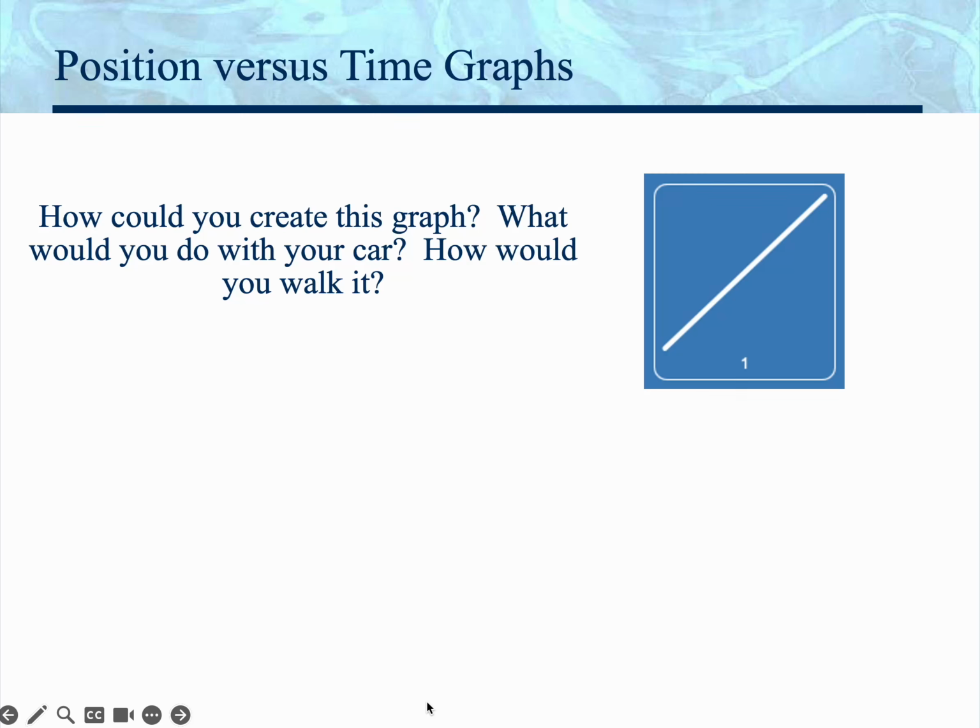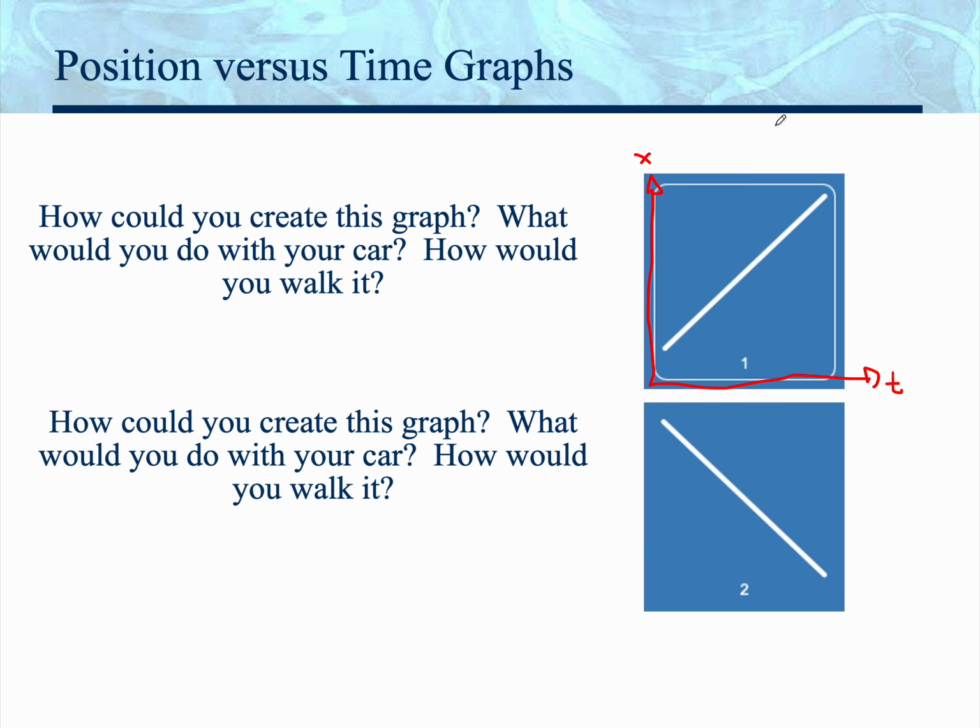So take a look at this following graph. If this is a position versus time graph, the question is, how could you actually make this graph? If you're driving your car, how could you do it? So again, think about this as being position on this axis, time on this axis, and most of you can sort of figure out real quick, oh, wait a second, that means that position has to be increasing at a regular rate. How would you do that? Well, you would just drive at a constant velocity away from the origin. Same thing with walking it.